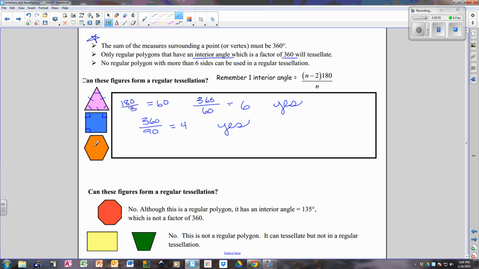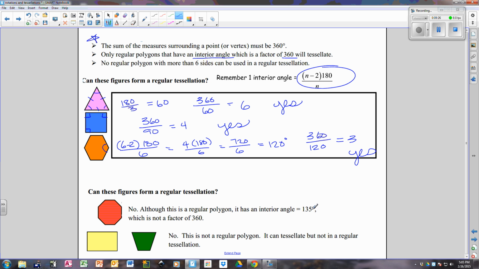Now I have a hexagon. Maybe you don't remember the measure of this angle, so we're going to go 6 minus 2, because we're going to use this formula up here, times 180 divided by 6. So I've got 4 times 180 divided by 6. So this is 720 divided by 6. So one interior angle is 120 degrees. So now you take your 360, divide by 120, and you get 3. So yes, a hexagon will tessellate.